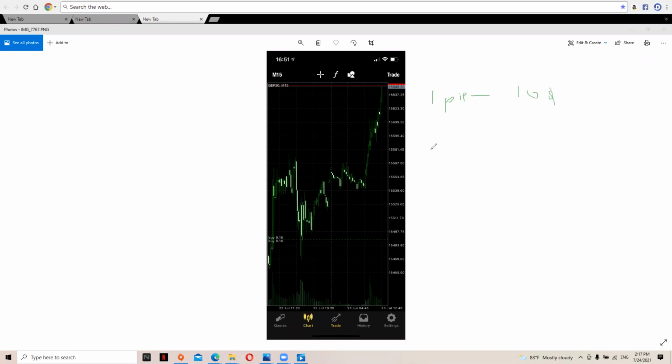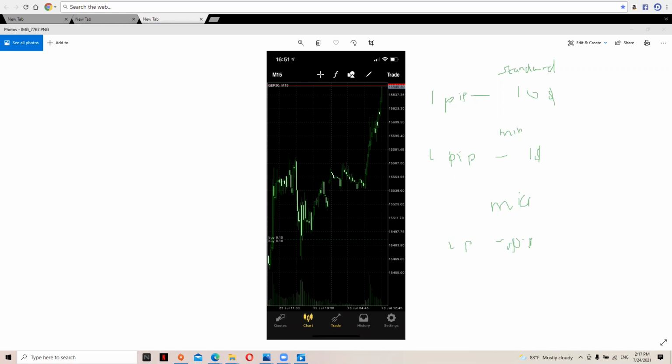One pip here, this is a standard lot size. Pay attention. You can rewatch the video if you don't understand anything, or just call me or text in the WhatsApp group. One pip on a mini lot size equals $1. On one micro lot size, it means one pip, you would be losing 0.1.